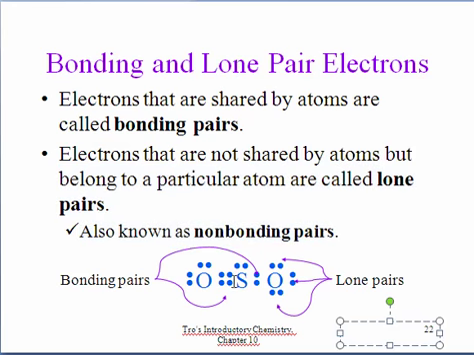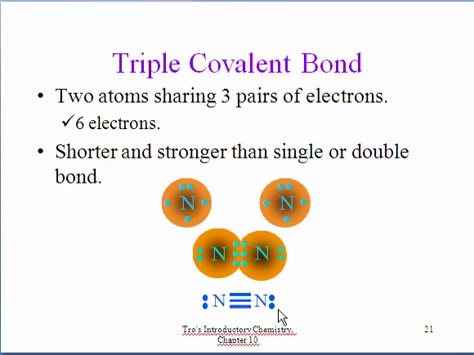So, the electrons that are being shared between oxygen and sulfur are the bonding pairs. This would be a bonding pair as well. And the electrons that are not being shared are lone pairs. So if we look back here, this would be a lone pair, and 3 bonding pairs.